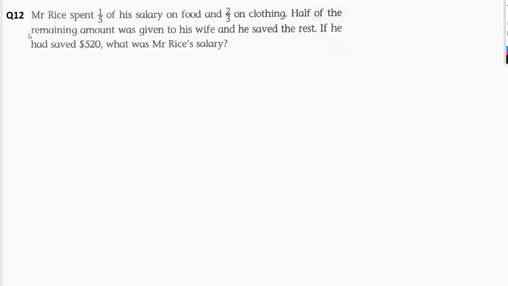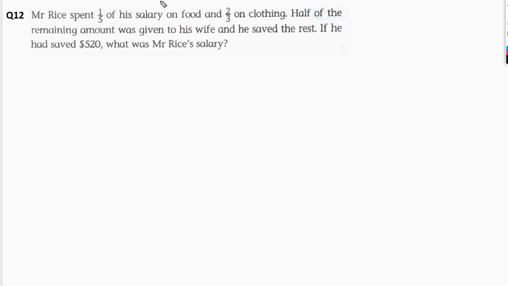Okay, so Mr. Rice spent 1/5 of his salary on food and 2/3 on clothing. Half of the remaining amount was given to his wife, and he saved the rest. So if he had saved $520, what was Mr. Rice's salary? Okay, so let's have a look.